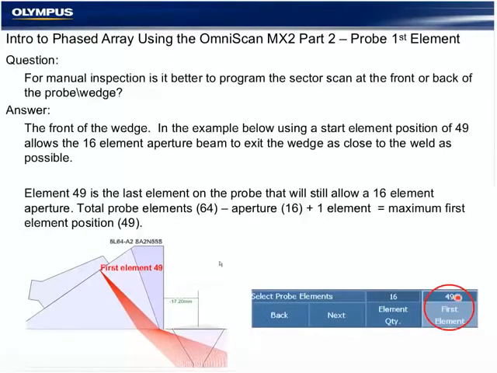In this case, if we want the exit point on the wedge to be as close to the weld as possible, the last 16 elements in the probe would start with element 49. 64 would be the last element. So I'm using the same aperture, but moving it to the far side of the probe. And this is programmable directly into the software.